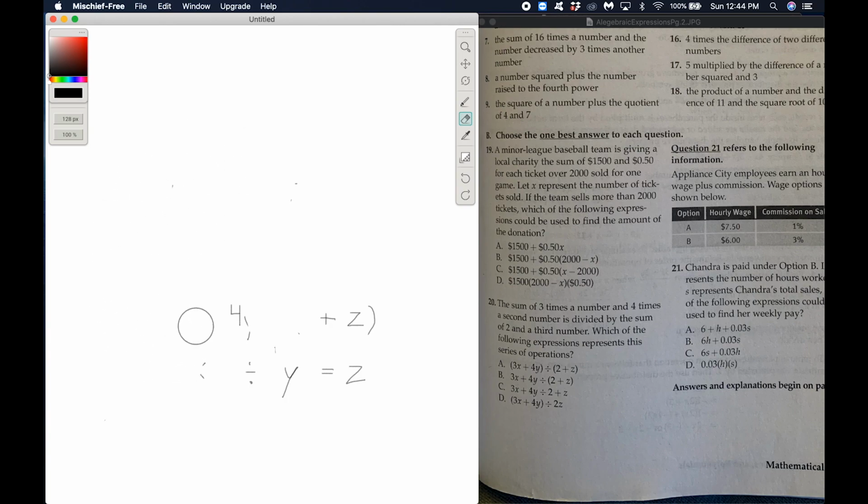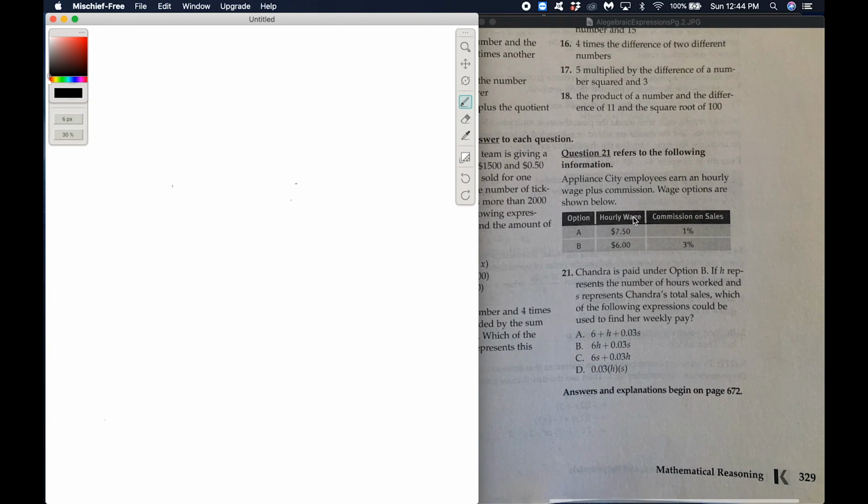And for our last one, we have number 21. Question 21 refers to the following information. Appliance City employees earn an hourly wage plus commission. Wage options are shown below. So there's option A, where you get paid $7.50 an hour plus 1% commission on sales. Then you have B, which is $6 for your hourly wage and 3% commission on sales.